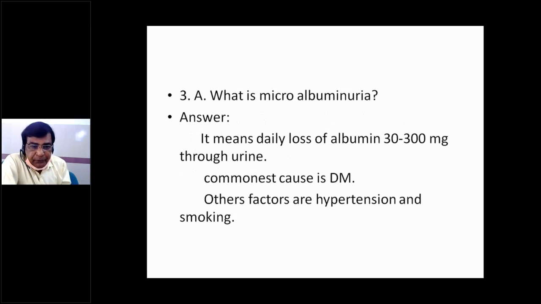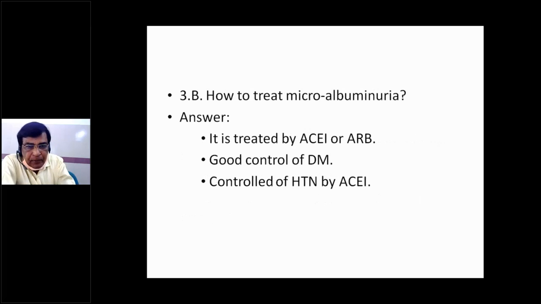What is microalbuminuria? It means daily loss of albumin 30 to 300 milligram through urine. And the commonest cause is diabetes mellitus, and other factors are hypertension and smoking. How to treat microalbuminuria? Microalbuminuria can be treated by ACE inhibitor and ARB, and good control of diabetes and good control of hypertension by ACE inhibitor.